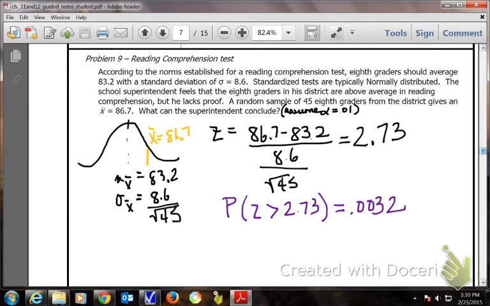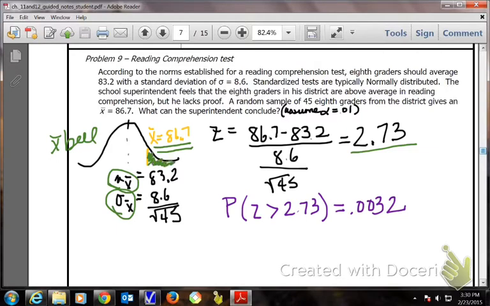So I drew my bell. Remember, in the center goes mu of x bar, because this is an x bar bell, and the standard deviation for x bar. And then here's my individual sample that I got. So I need to calculate the z value for it using my formula x bar minus mu over sigma for x bar, and I get 2.73. And so I want to know what the area is to the right of that.